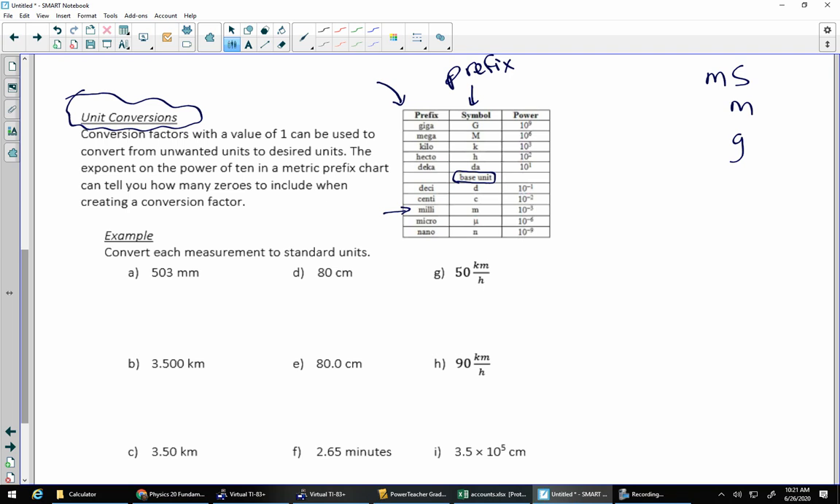If I look at meters, maybe I'll put a big G in front of meters. That's now all of a sudden gigameters. Gigameters means 10 to the power 9. A gigameter is huge. Absolutely huge.